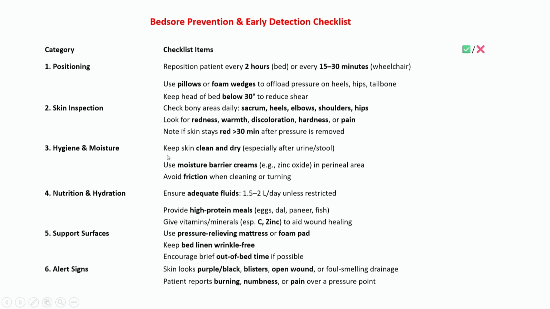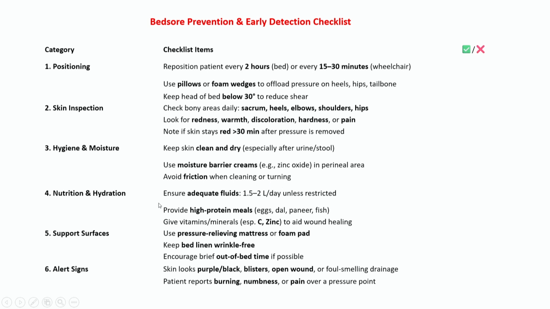Hygiene and moisture. Keep skin clean and dry, especially after urine or stool. Use moisture barrier cream. Barrier cream means zinc oxide. Moisture barrier cream, zinc oxide. In the perineal area, avoid friction when cleaning or turning.